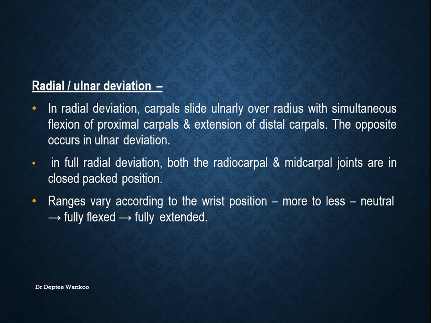In full radial deviation, both the radiocarpal and midcarpal joints are in closed pack position, and the ranges may vary according to the wrist position. That means whether your wrist is in neutral, flexed, or fully extended. It depends on the position of your wrist.